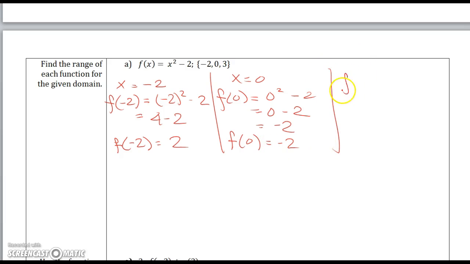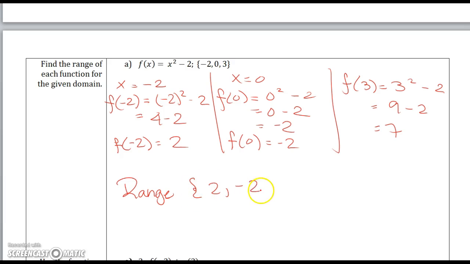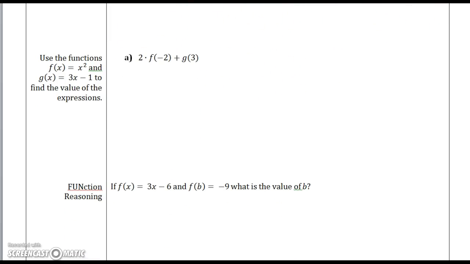All right, and then the function, I know I'm saying this a lot, but there's a point. When I plug in 3, is 3 squared minus 2. 9 minus 2 is 7. So what is my range? Oh, I'm glad you asked. The range is a set that holds 2, -2, and 7. Very good.